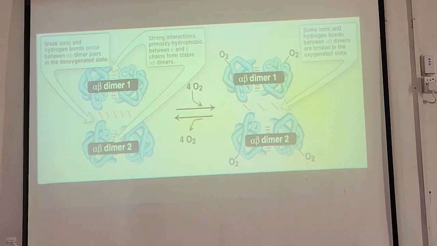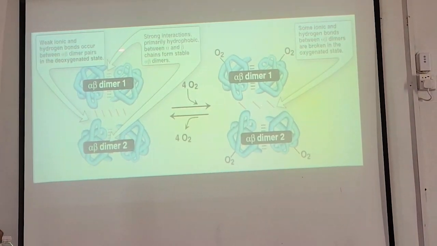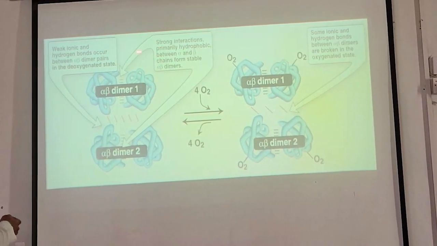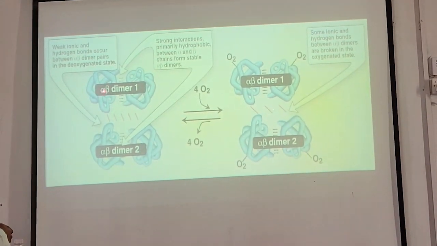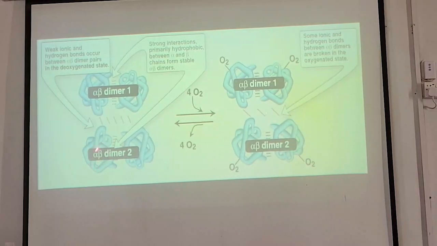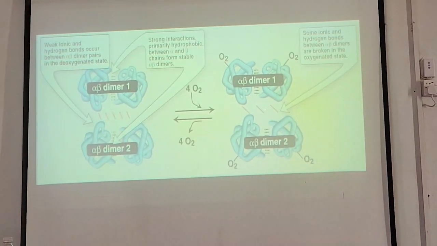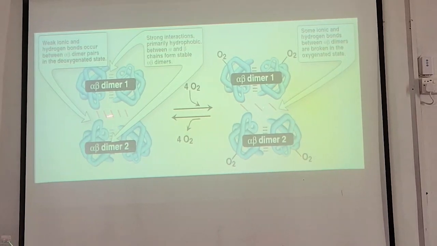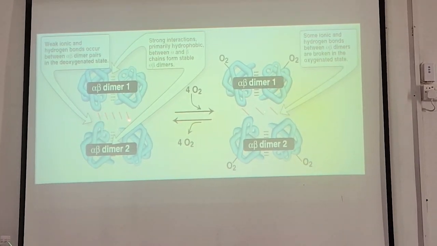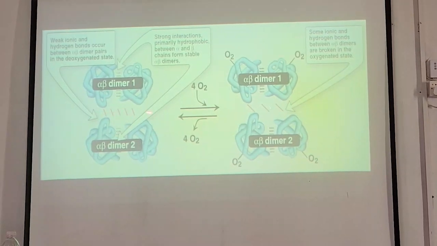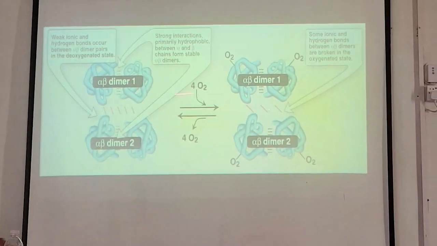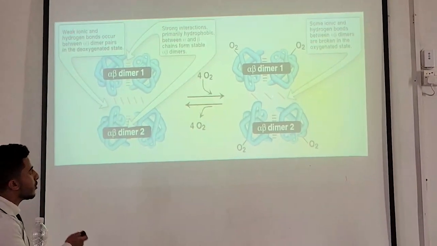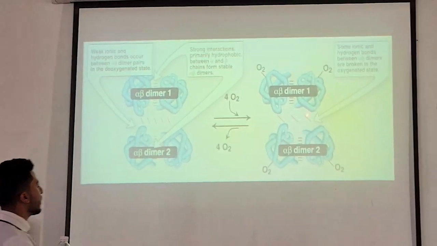This is another picture for more clarity. This is hemoglobin, and this is polypeptide chain. This is considered as a dimer. This is alpha beta dimer 1, and this is alpha beta dimer 2. They are held together. The bonds between the 2 dimers are ionic and hydrogen bonds, as you see, and they are weak, and sometimes salt bridges. They break down when interchanged from the deoxygenated into the oxygenated state.